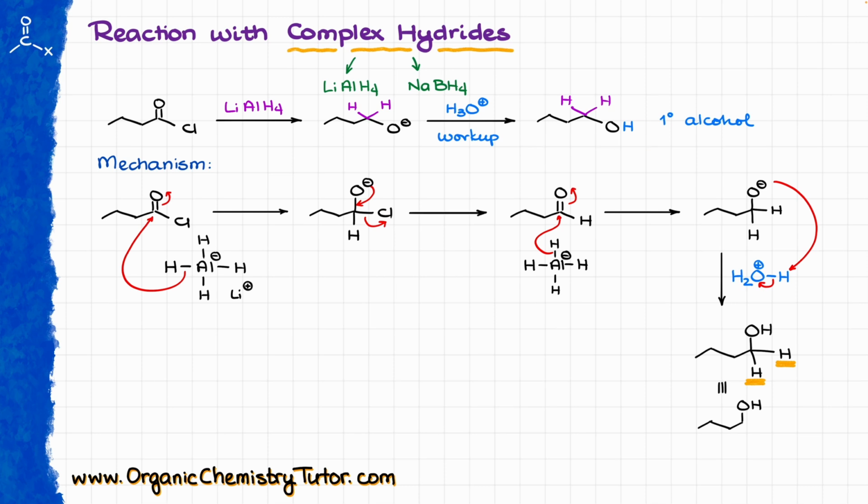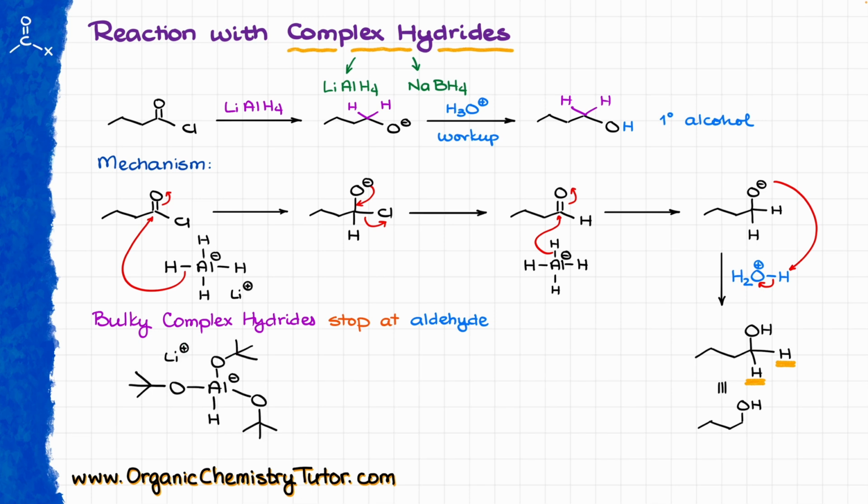Now, is it possible in this case to stop the reaction after the formation of the aldehyde and not have it being reduced all the way to the primary alcohol? Well, yes, we can do that. However, we cannot do that with either lithium aluminum hydride or sodium borohydride. We'll have to use a different reagent. In order for us to stop at the aldehyde, we would have to use bulky complex hydrides, and probably the most common one is going to be lithium aluminum tri-tert-butoxyhydride. If I take my acid chloride and treat it with my lithium aluminum tributoxyhydride, I am going to end up with the corresponding aldehyde.